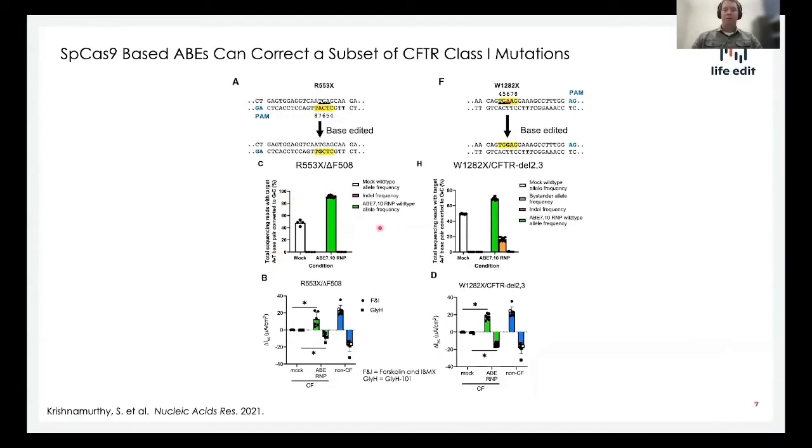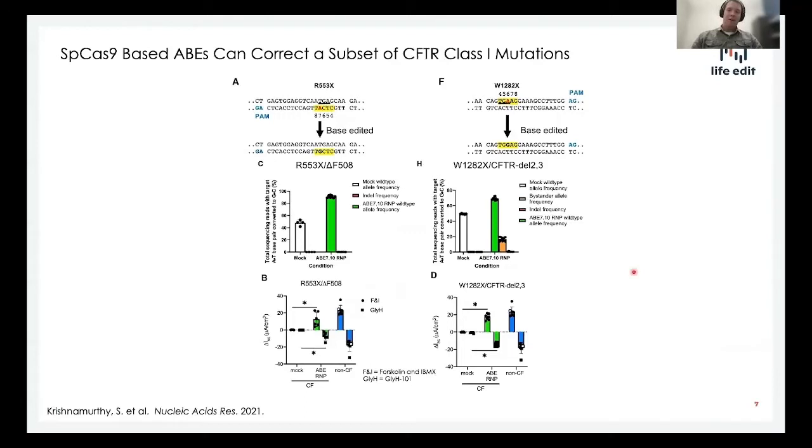And in both cases, this resulted in the production of full-length CFTR protein. And in human bronchial epithelial cells, it was shown that this increase in full-length CFTR was able to partially rescue some of the deficits in CFTR function when the cells were treated with forskolin and IBMX.